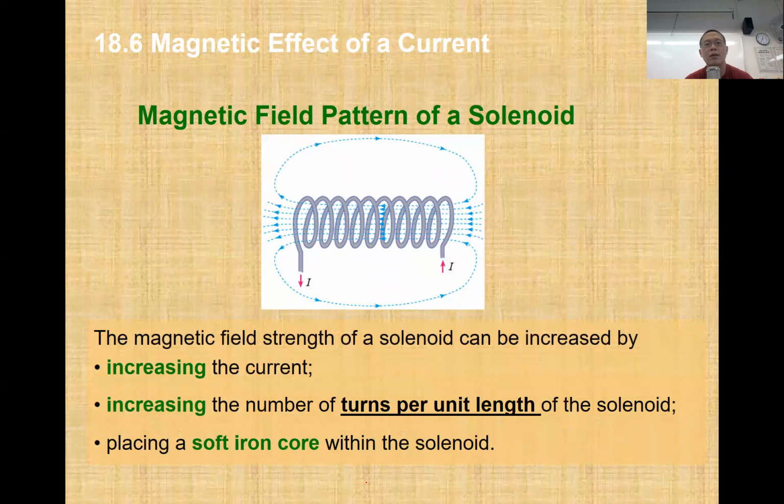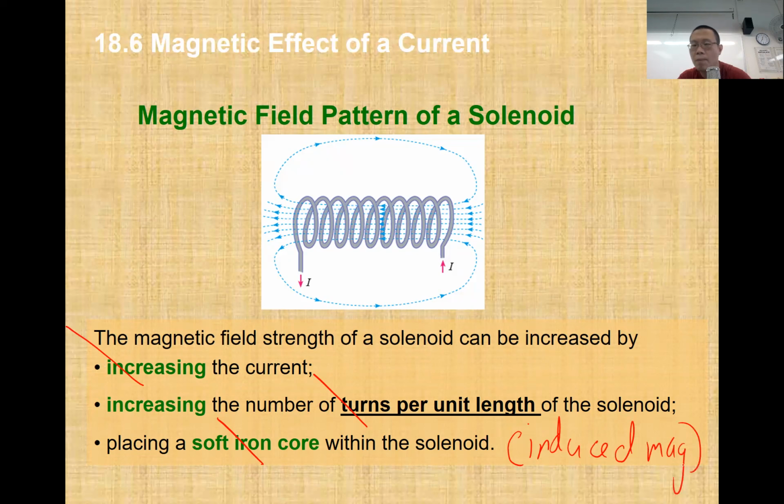Okay, same as before, these are the possible ways of increasing the magnetic field lines: increasing the current, increasing the number of turns, and placing a soft iron core. Why do I use a soft iron core? Because of induced magnetism. I can induce magnetism in the iron core, so literally I have an additional magnet to help me increase the strength of the magnetism.